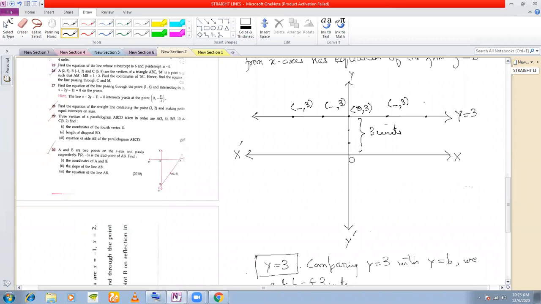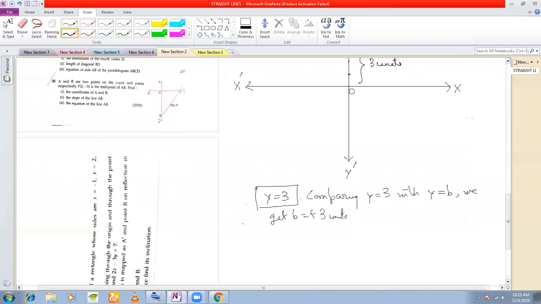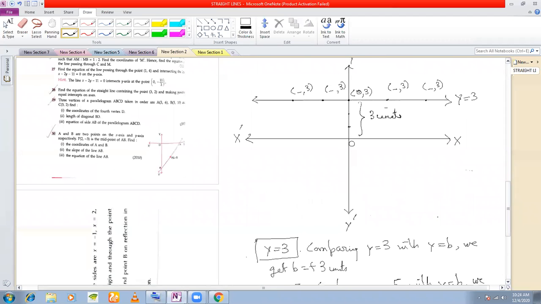Okay, this is something that you must notice. All these we shall be using in the problems. Next, if you want to draw, say, y is equal to minus 5, how will you draw? Comparing again y equal to minus 5 with y is equal to b, we get b equal to minus 5 units.